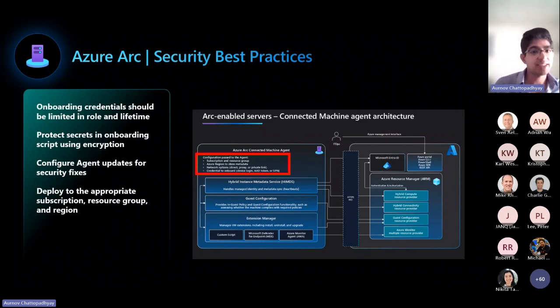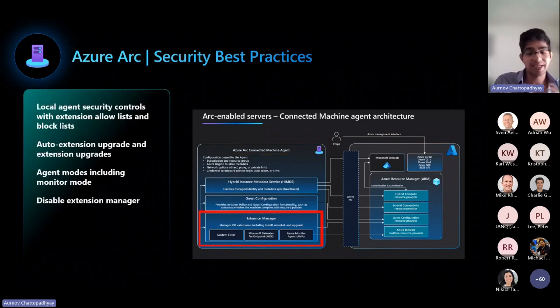And the final piece is making sure we're really deliberate about deploying to the appropriate subscription, resource group, and region, because a lot of the times there's inheritance of policy, but also inheritance of RBAC, depending on where you're landing that Arc-enabled server. And while you can move it, it's critical that oftentimes you land it right on the first go in terms of your organization's regulatory requirements. So those are some of the critical pieces from an onboarding piece.